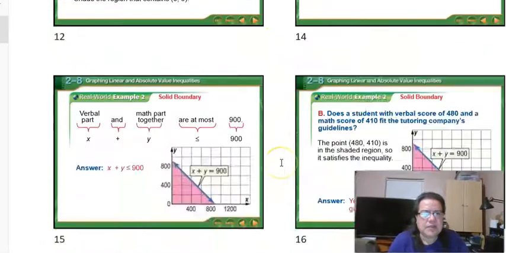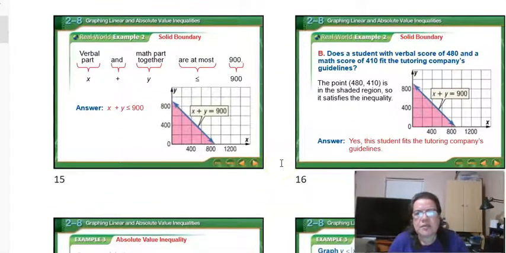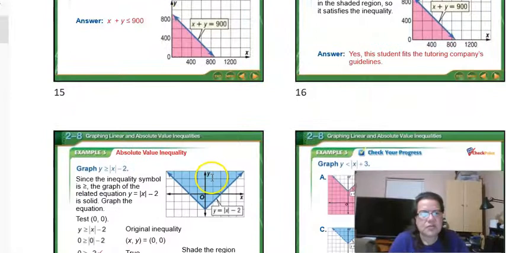So these are some examples for you to look at and see how you set your boundaries, where do you shade, and so on and so forth. Normally you just plug in a point, and usually 0, 0 works out really nice because if you plug that in and it's part of the solution, then you shade that area, and it's small numbers compared to, imagine here, plugging in something huge, like 800. And so on and so forth.